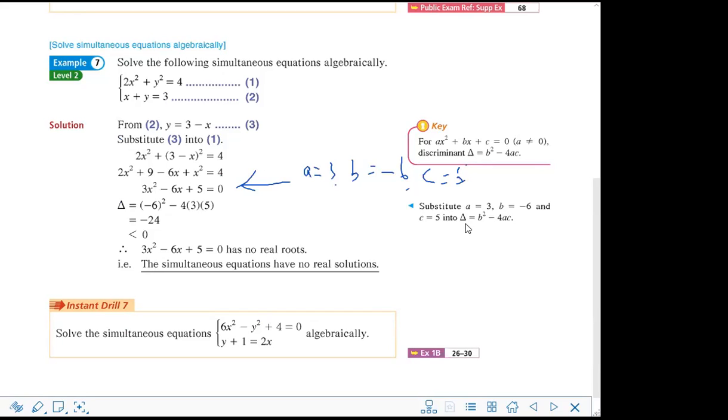But careful, when you get math error from the calculator, you do not write math error in your solution. You will need to calculate the delta, that is b squared minus 4 times a times c, okay? And then you do the calculation, which is equal to -24, and you need to write down which is less than 0. And then you write down the conclusion, there is no real solutions, okay?